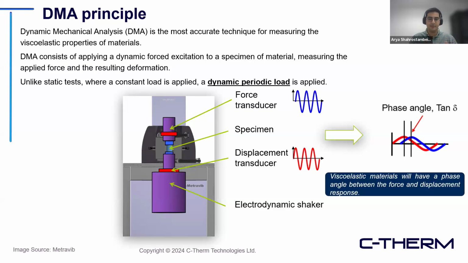And that's a setup for a DMA. As you can see, there's a sample. This deformation mode is tension mode. I'm going to talk more in detail about the different modes of deformation of your sample, but this is tension mode. So as you can see, you mount your sample in your sample holders, and the bottom part starts deforming your sample in a dynamic periodic load, and there's a force transducer and displacement transducer that records the data.